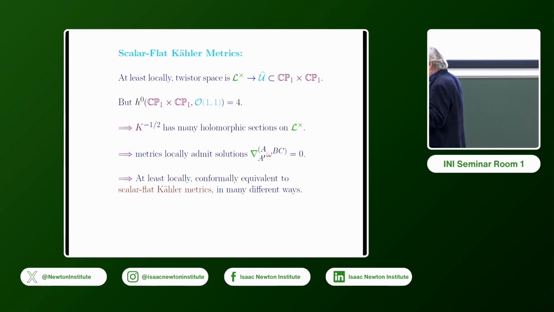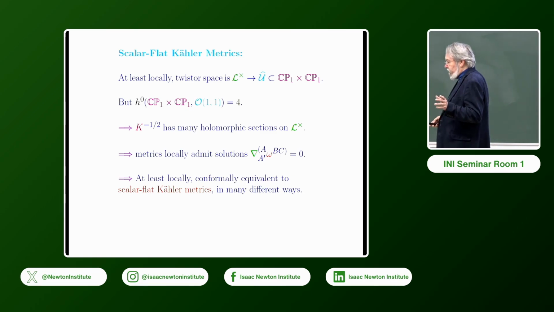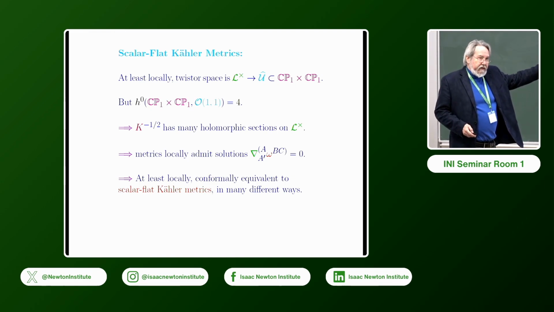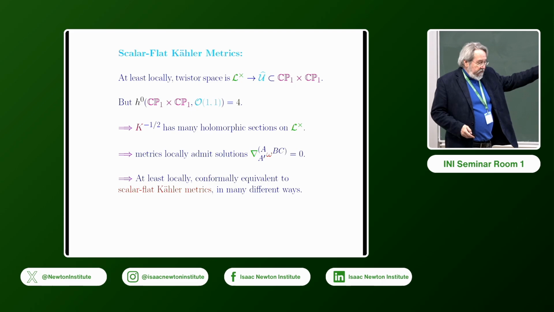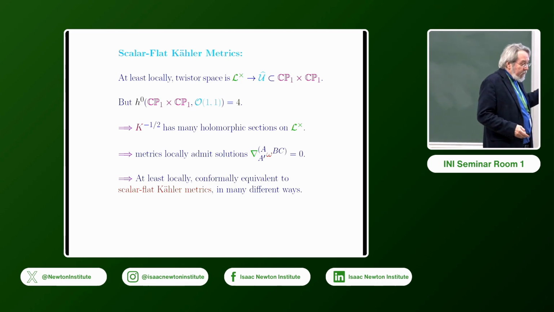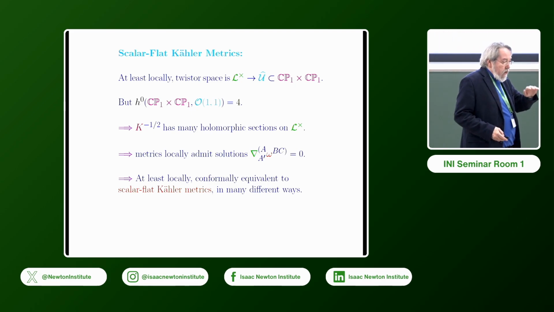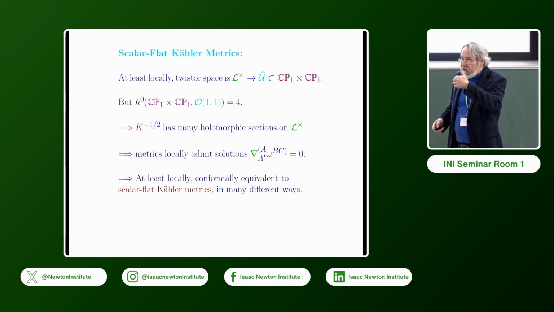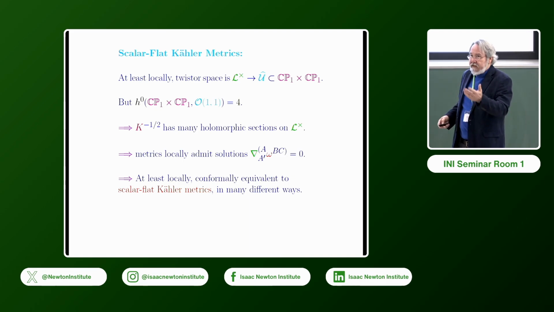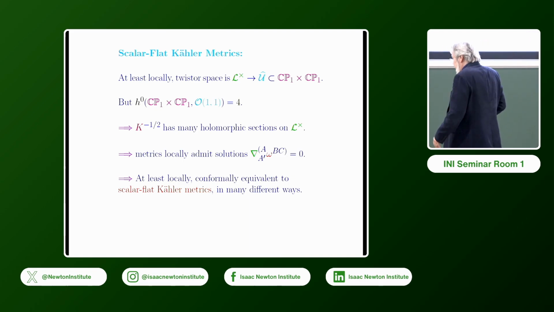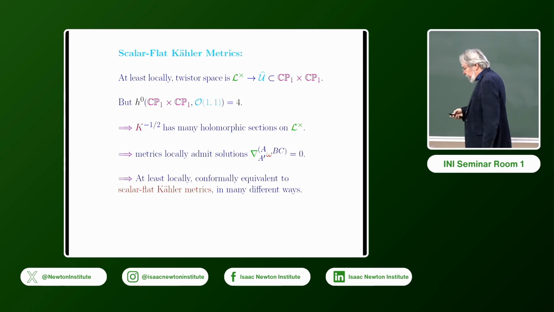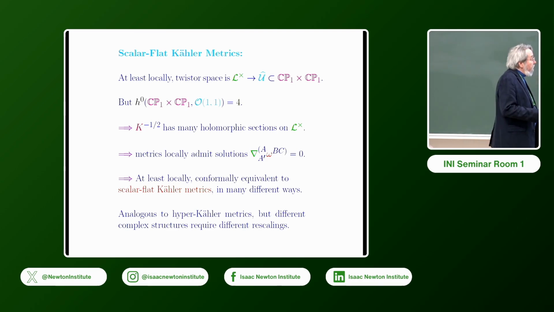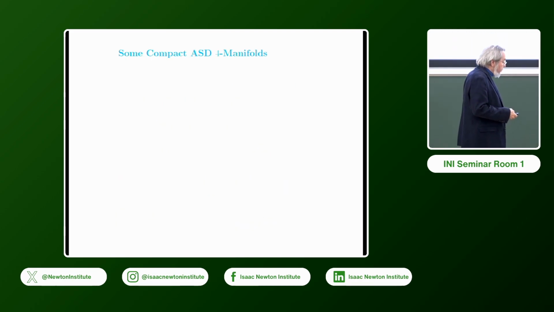Now, this sounds like the hyper-Kaehler story, where you have many different complex structures associated with a fixed metric, but this is a little bit different. What's happening in this construction is that you get a family of complex structures compatible with a given conformal metric, and for each of those complex structures there is a corresponding conformal rescaling of the metric such that it becomes scalar flat Kaehler. So it's a little bit analogous to the hyper-Kaehler story, but it's actually different. As you change complex structure, you also have to conformally rescale the metric.